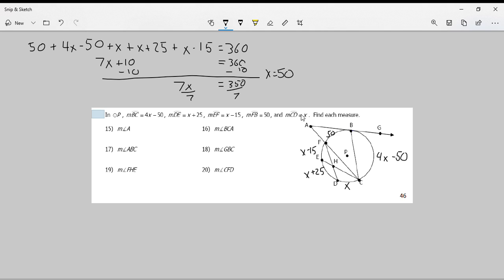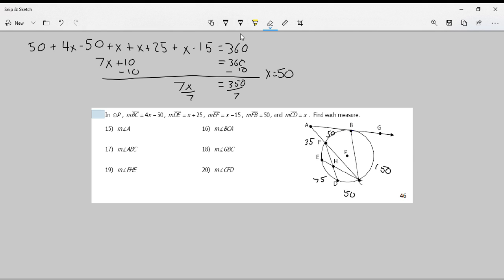Okay, so that's good news for us. That means EF is 50 minus 15, which is 35. 50 plus 25 is going to be 75. x is 50. And over here, 4 times 50 is 200, minus 50 is 150. So just plug in x for all those. If you had more complicated numbers, I would say maybe double check on a calculator. If you want to check if those numbers are right, add them all up and make sure they add up to 360.